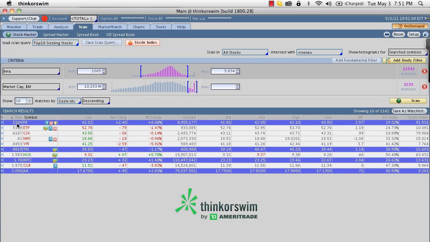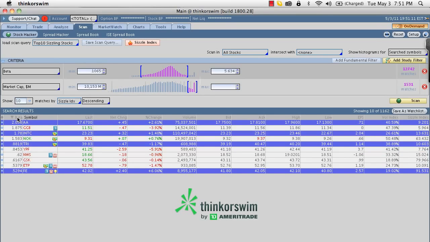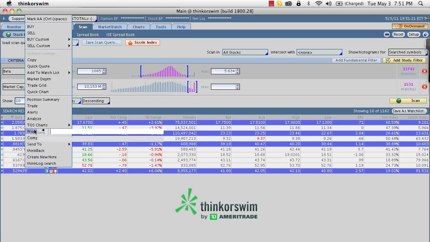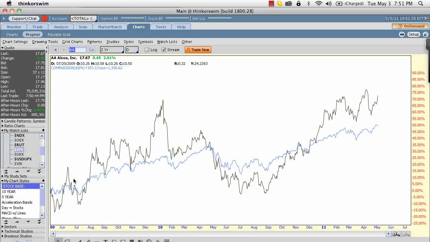So if we look, I can actually sort the beta here very easily, and I can sort the highest beta to the lowest. So you can see that AA or Alcoa has a very high beta of about 2.058. So if I right click on that and go to the profit chart, you can see that Alcoa has very high beta, meaning that it's a little bit riskier than the market, a little bit more volatile, and that makes complete sense because, again, the blue line is our S&P 500 index, and then Alcoa here in black has been much, much more volatile. It's not following this quite as well.